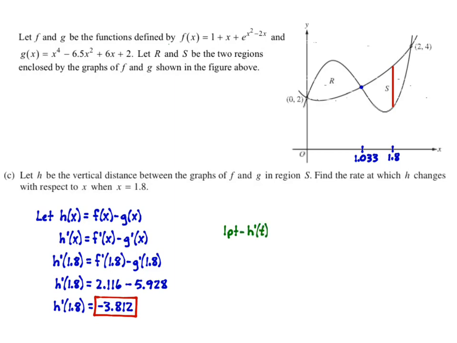We would get 1 point for finding h prime of x. Yeah, that should say h prime of x, not h prime of t. And you're going to get 1 point for your final answer. All right, that wraps up this FRQ. Go ahead and grade it.